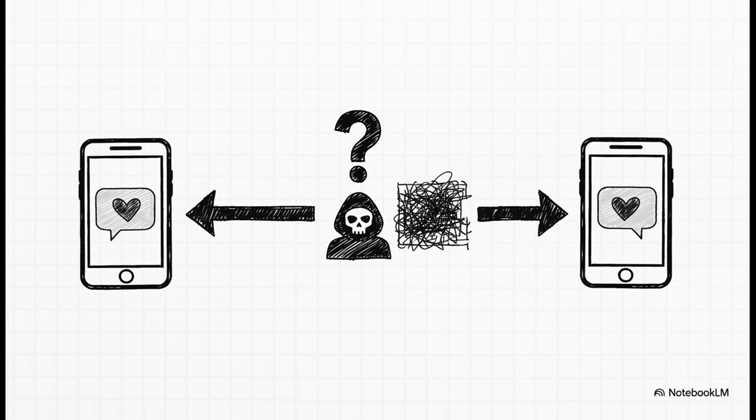Then you've got your private messages. For this, we use something even more powerful, called end-to-end encryption. This is a total game changer. Think of it like whispering a secret directly into your friend's ear. The message gets scrambled on your phone and only gets unscrambled on their phone.